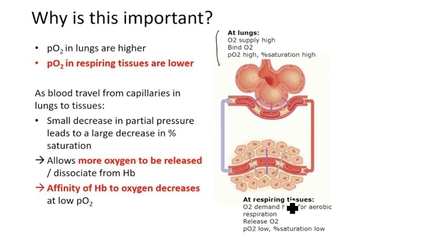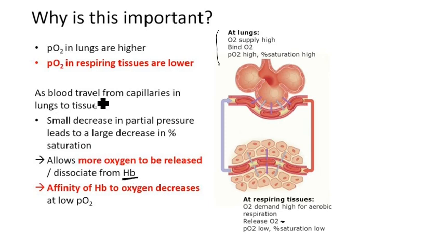But when it comes to the respiring tissue, you can see the O2 demand is high for aerobic respiration. So O2 will be released. That's what brings about the low PO2, because O2 is released from the haem group into the respiring tissues, thereby reducing the pressure or concentration of O2. So PO2 in the lungs is higher, and PO2 in respiring tissue is lower. This allows more oxygen to be released, that is, dissociation from hemoglobin.